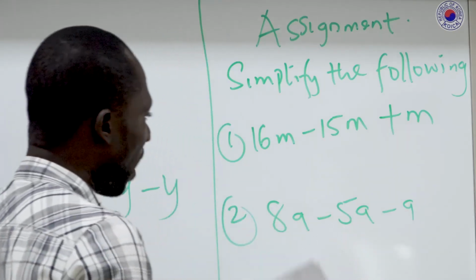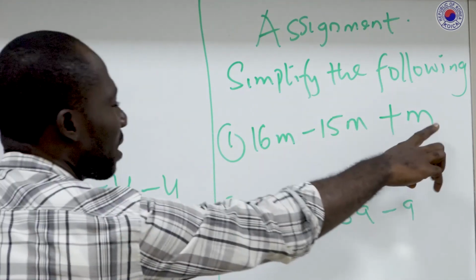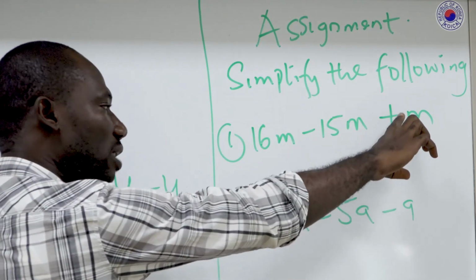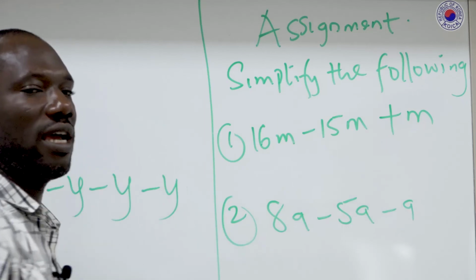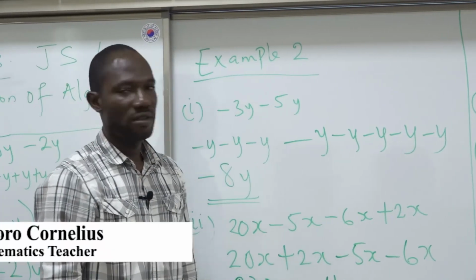Now, just a quick one. Whenever you see an unknown term carrying no coefficient at all, just know it's carrying 1. So just assume there is 1 here, and assume there is 1 here. And with that, you will get it done very quickly.